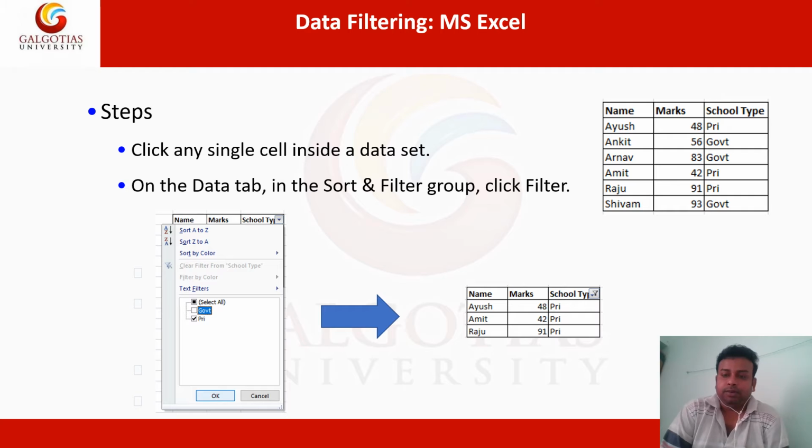First you have to select the school type column. All the data of the school type column will be selected. Then you apply the filter operation. Then you will find two different categories. One is government, another is private. You have to choose private. Then the students who belong to the private school appear.